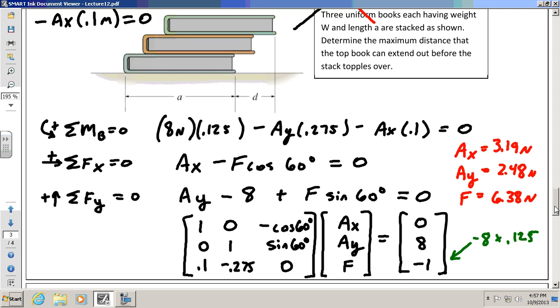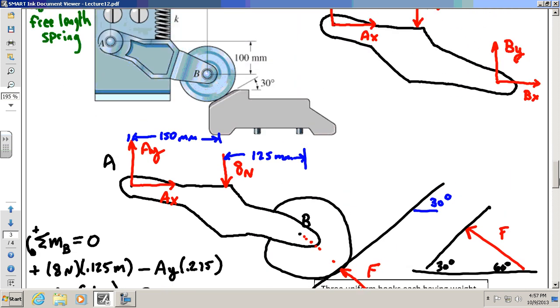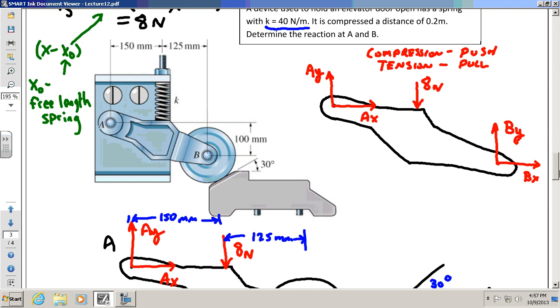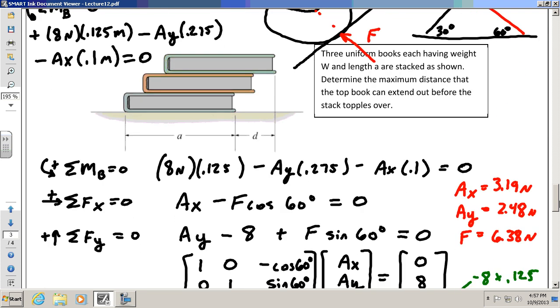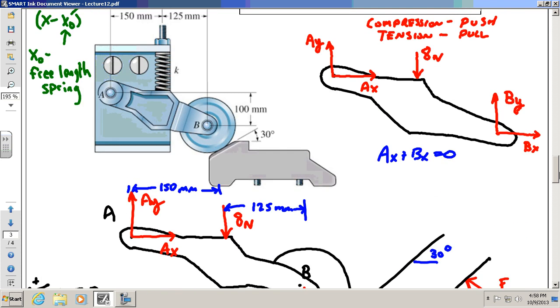I'm making sure everybody's written down the numbers. I'll go back to it in a second. If you go back to the first free body diagram I drew, up here at the top, it's very easy to see that AX plus BX equals 0, because there's no other force. Since I already know AX is 3.19 newtons, therefore BX has to equal minus 3.19 newtons. Why is it minus? That just means I drew it in the wrong direction.